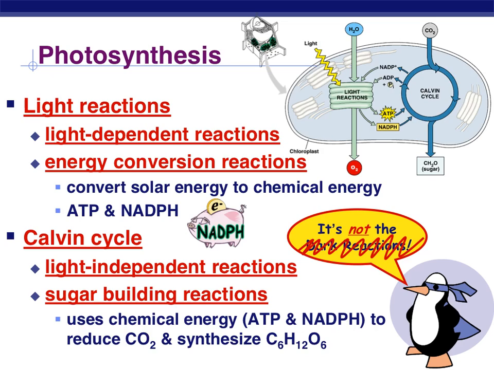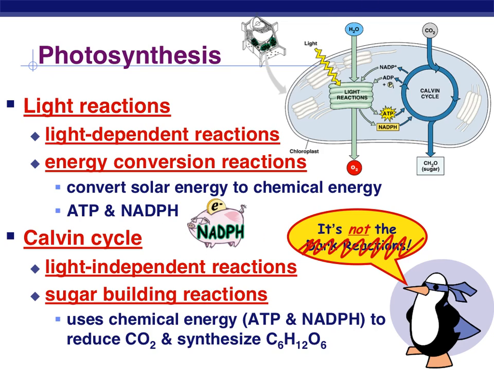Okay, so solar energy goes in, and if you follow my little diagram here, we'll also make ATP, which is our chemical energy, and then we'll make NADPH, which we'll talk about what this is in a little bit. So that is step 1 of photosynthesis.